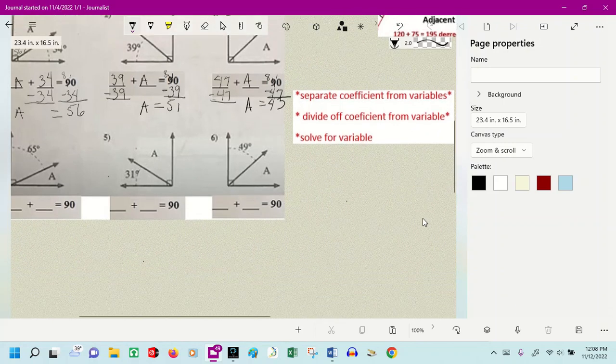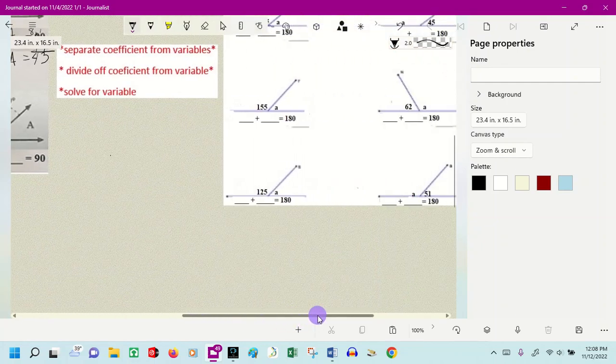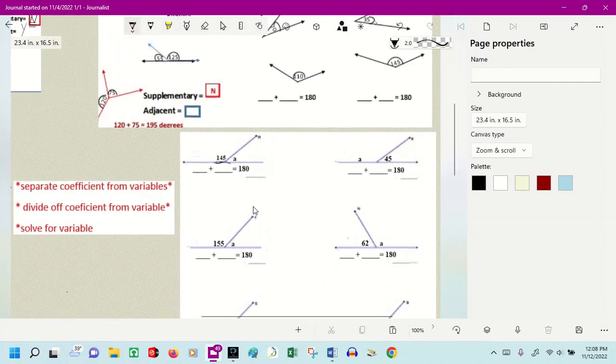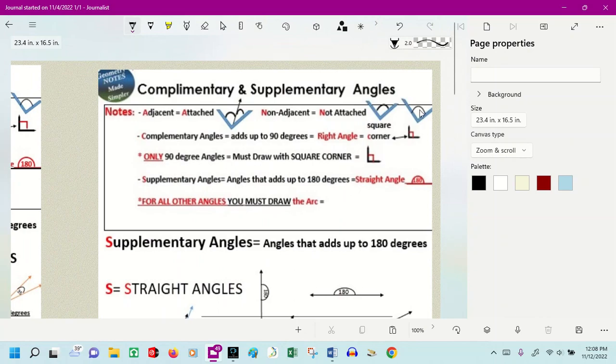So let's also look at our supplementary angles. Our supplementary angles are the same way. Now, keep our notes at the top because we're going to learn the supplementary page, but we keep our notes at the top. And we remember adjacent means attached. Complementary, C for complementary, C for corner. It's the angle with the square in the corner, and those add up to 90 whether they are attached or even if they're not attached. If they add up to 90, they are complementary.